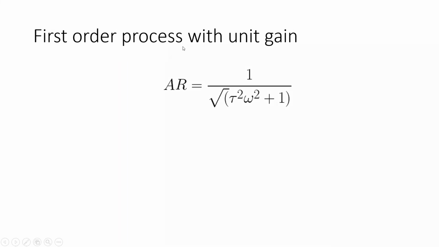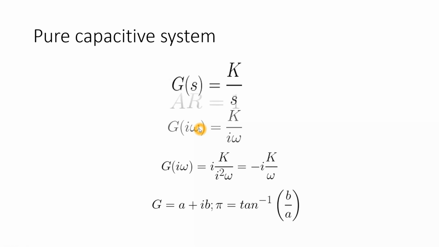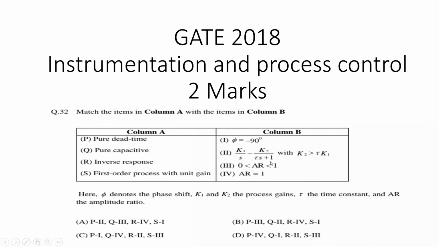For a first order process with unity gain, amplitude ratio is given as AR equal to 1 upon root of tau square omega square plus 1. Here the gain is 1 since it is unity gain. So the amplitude ratio of a first order system is always in the range 0 to 1. So I have already matched all these, but we will check for inverse response also.